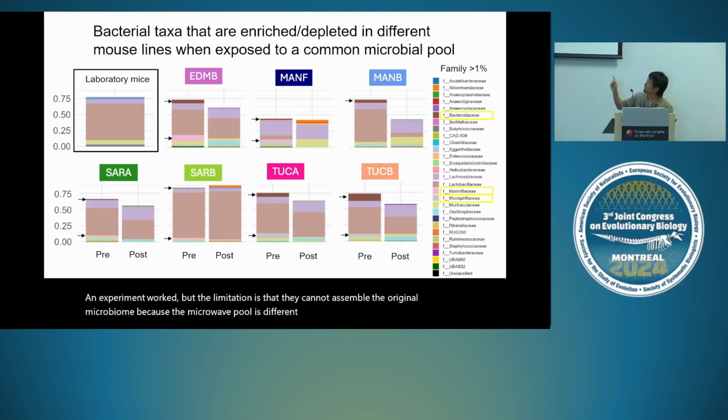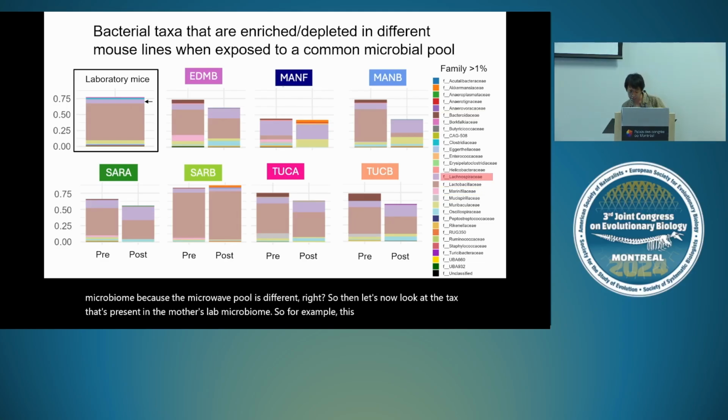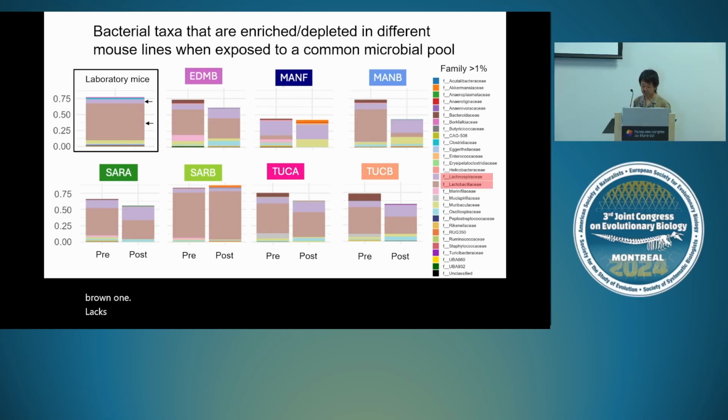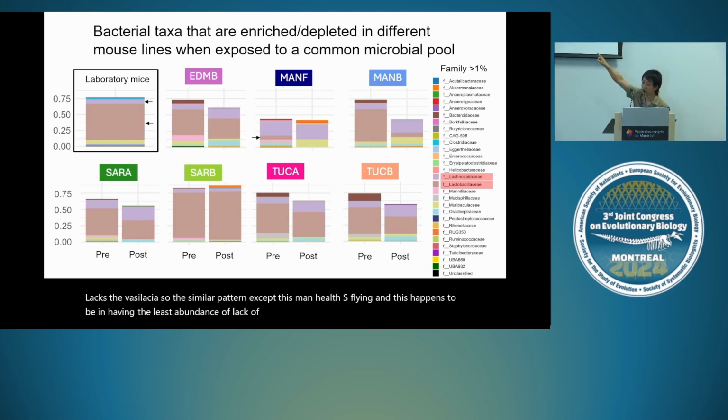Then let's now look at the taxa that are present in the mother's lab microbiome. For example, this purple one is Lachnospiraceae, and this is present in all lines. So this seems like one of the core microbial taxa in house mice. And this brown one, Lactobacillaceae, shows a similar pattern, except this Manaus F line. This happens to have the least abundance of Lactobacillaceae before embryo transplant. After embryo transplant, it's under the detection limit.